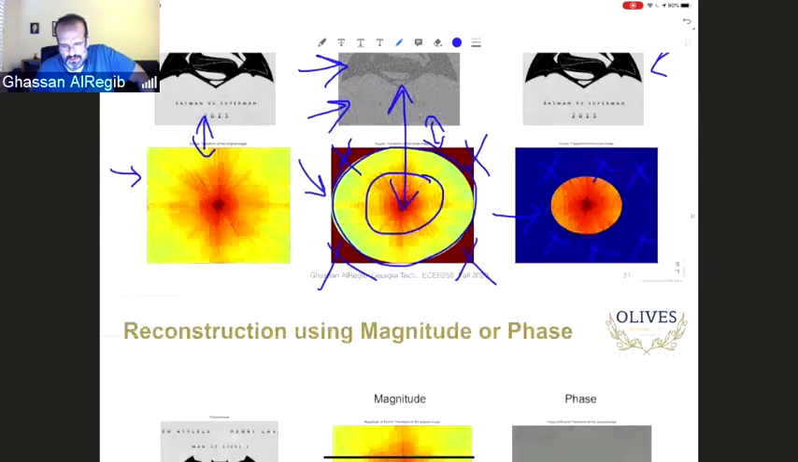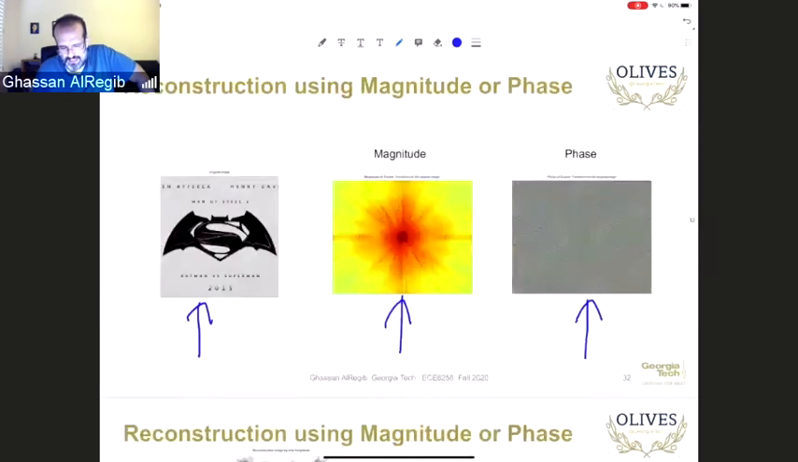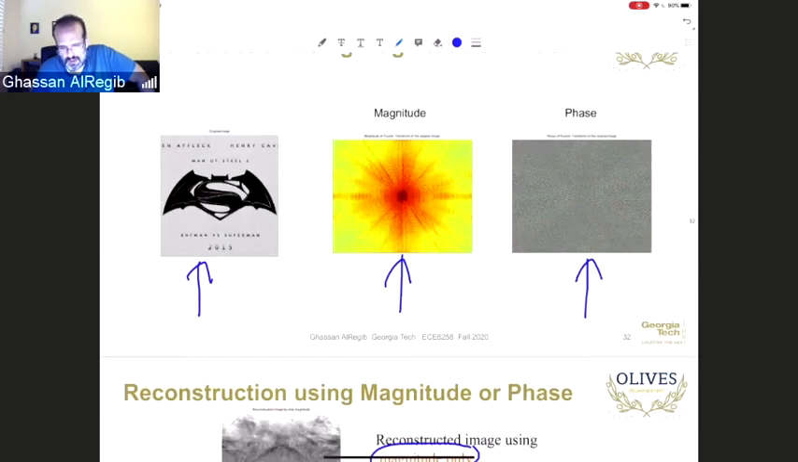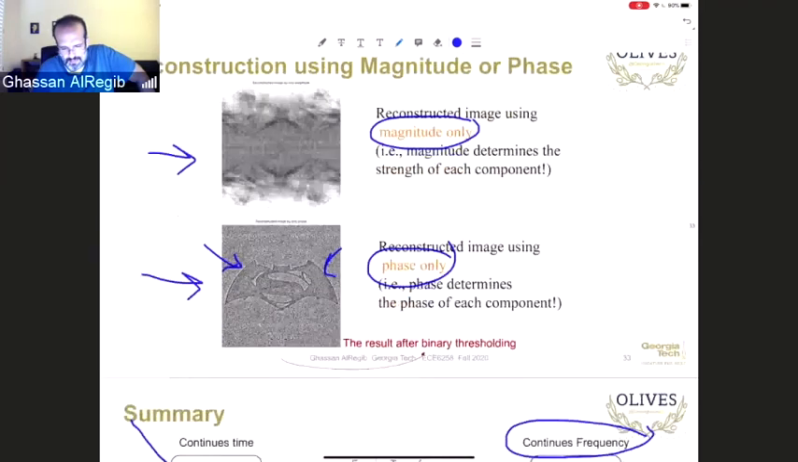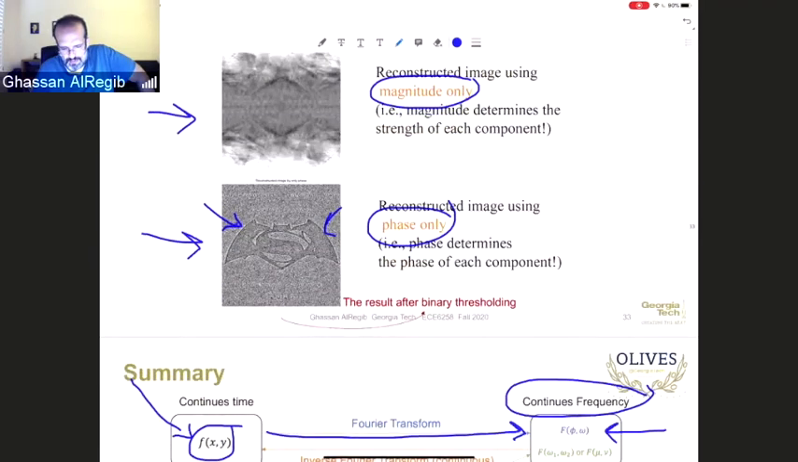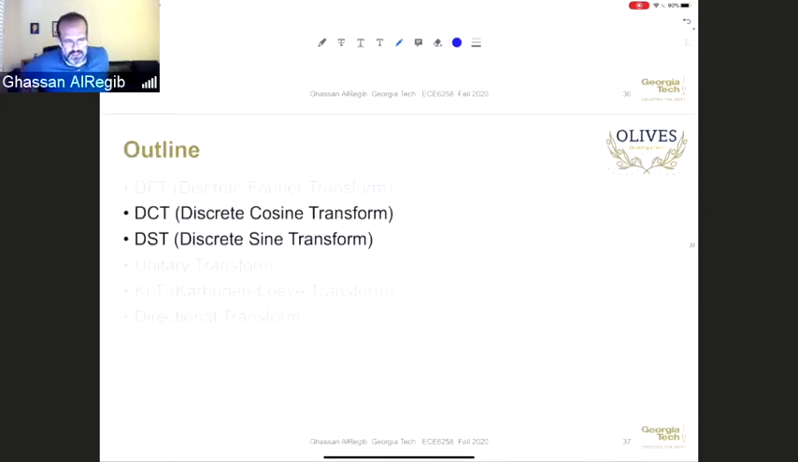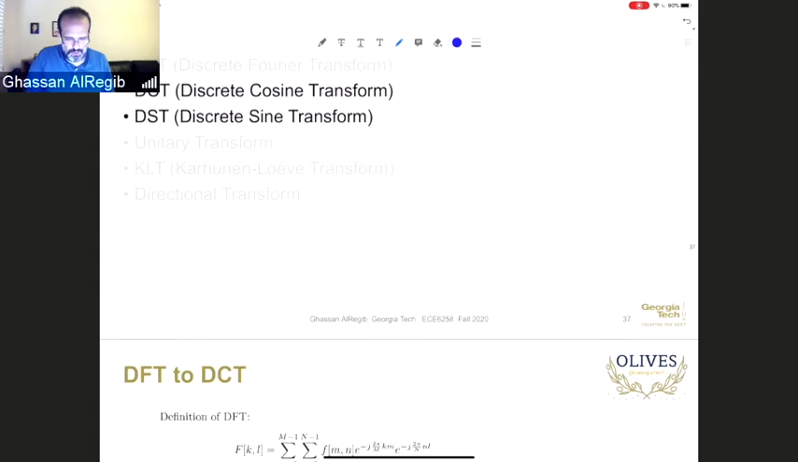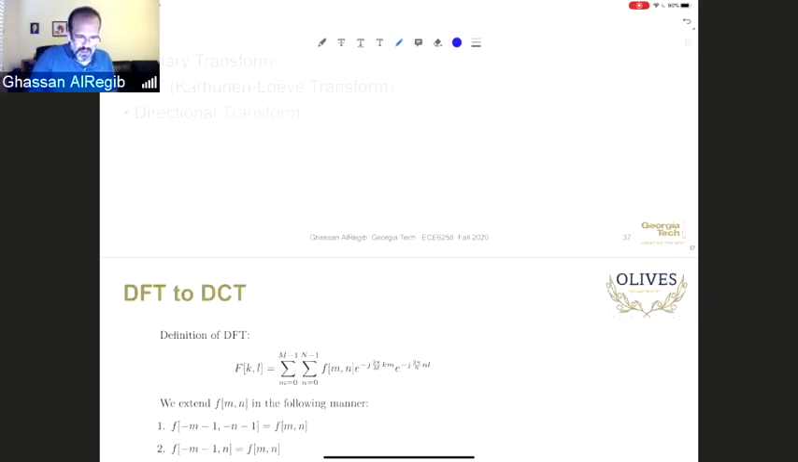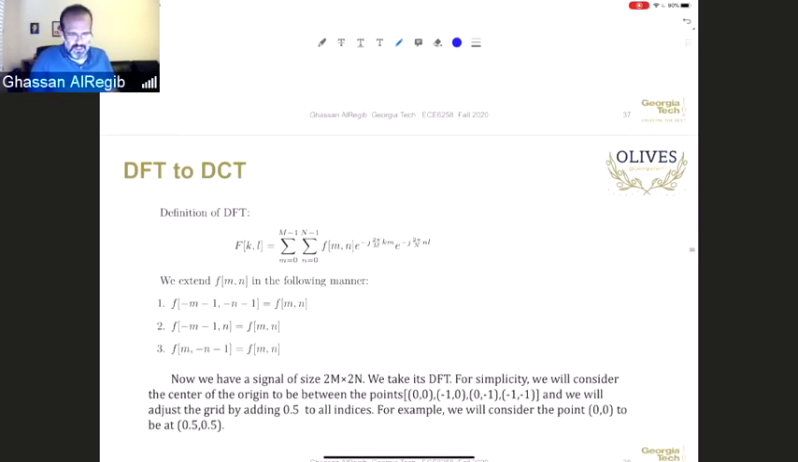Okay, so this concludes our discussion about DFT. Let's move on to the next transforms, especially DCT and DST. We'll be using these in image coding and compression. So in the next 15 minutes, I just want to introduce it, and then we can talk about it more on Thursday. So how can we go from DFT to DCT?